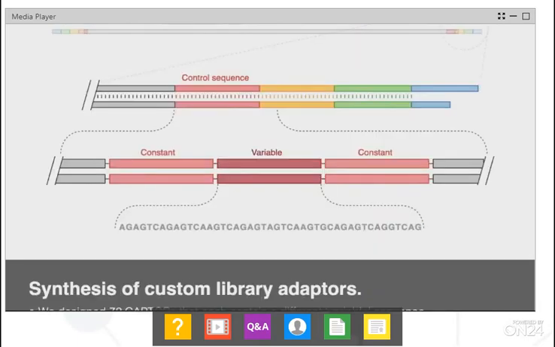Now let me return to our CAPTOR design. As mentioned, the CAPTORs are like any normal library adapter, except they have this additional control element that's shown here in red. The control element comprises a single variable sequence that's flanked by two constant sequences. And this variable sequence is actually different between different CAPTORs. So using the DNAScript Syntax instrument, we synthesized a pool of 72 different CAPTORs, and each CAPTOR had a different variable sequence.